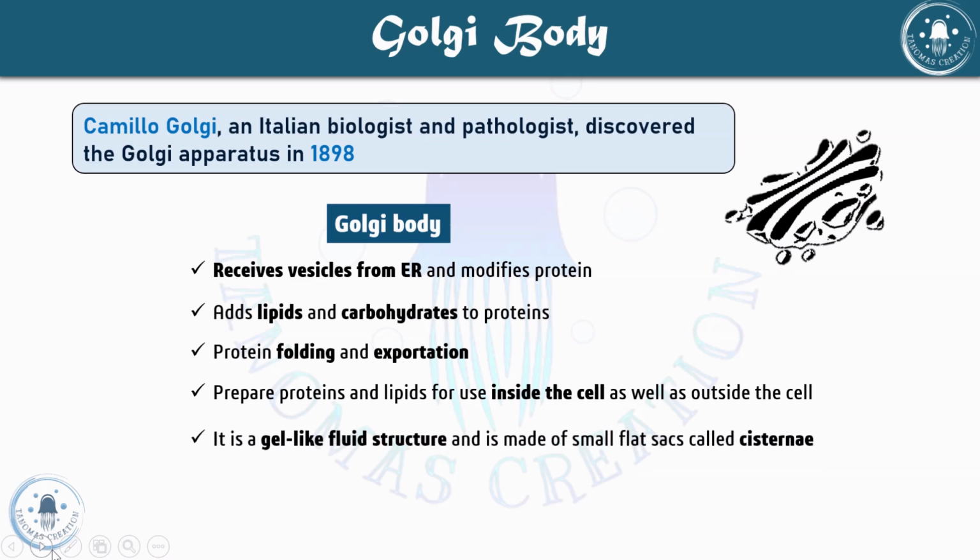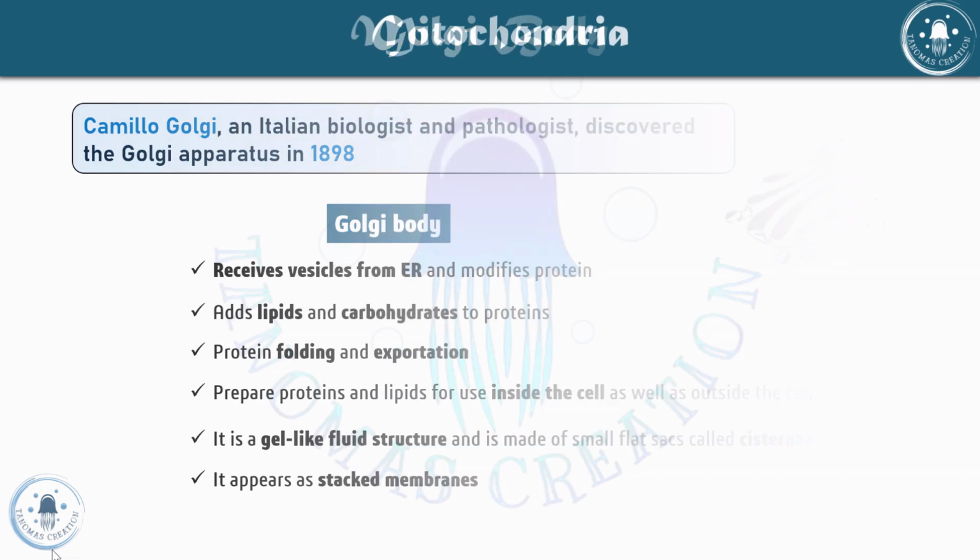Now this Golgi body is a gel-like fluid structure and it is made of simple flat sacs called cisternae. These sacs, as you can see in this figure, are called cisternae. These stacked membranes are called cisternae. It's a fluid-like structure. It's not rigid.